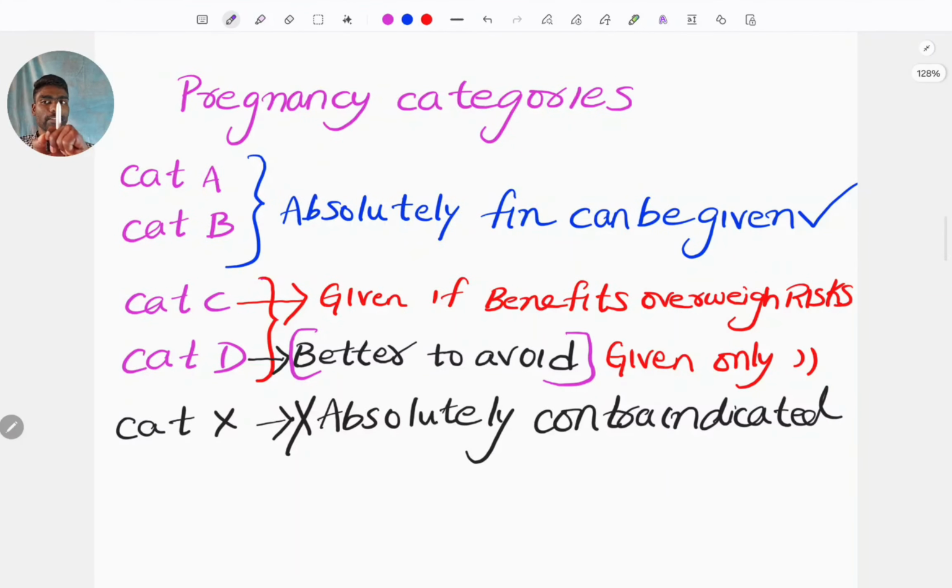Now at the end of each and every drug I wrote with orange color some alphabets. What are those alphabets? Those are nothing but pregnancy categories. There are 5 categories, A, B, C, D and X. In the name itself it's there, X. Contraindicated, absolutely contraindicated in pregnancy. Can't give in pregnancy. A and B, absolutely fine, we can give in pregnancy. Next, C and D, given only if benefits outweigh the risks. D, better to avoid but given only if benefits are outweighing the risks.